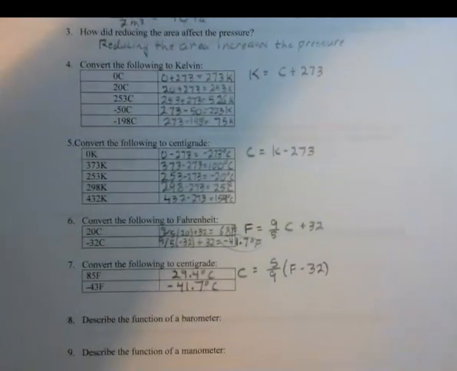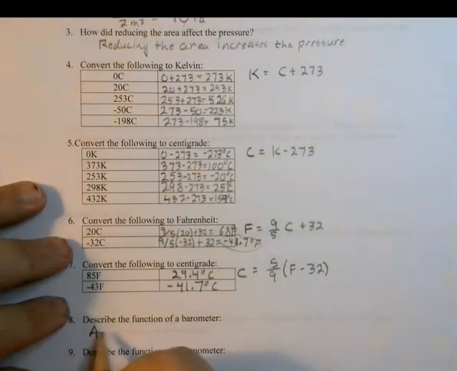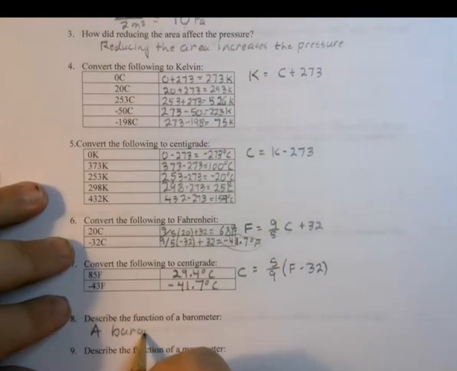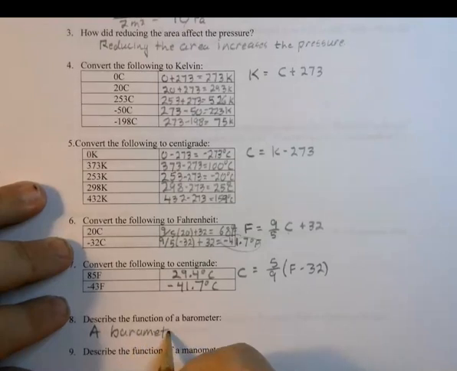All right, keep going. Describe the function of a barometer. A barometer, it measures atmospheric pressure, like the pressure of the air around us.